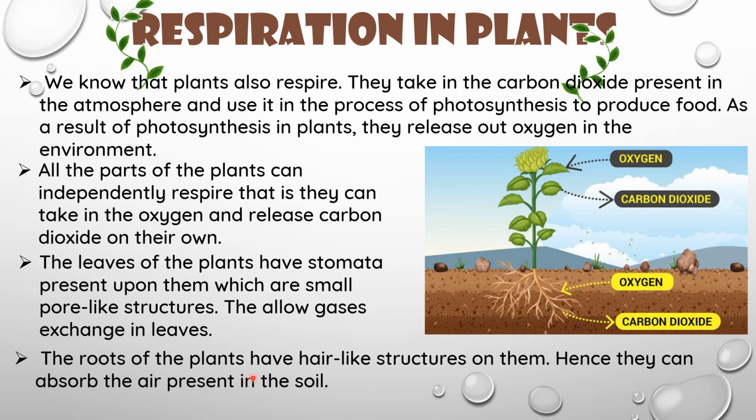The roots of the plants have hair-like structures on them, hence they can absorb the air present in the soil. So here the root has small hair-like parts. When you check the root very closely, you can see small hair-like structures. They help the plant to absorb oxygen present in the soil.